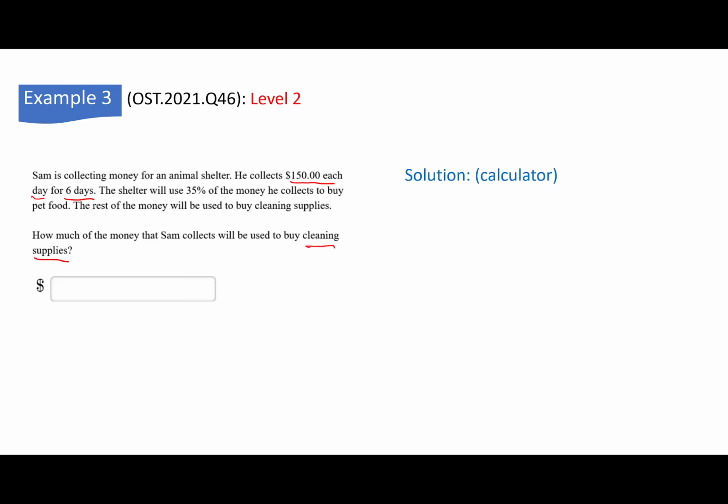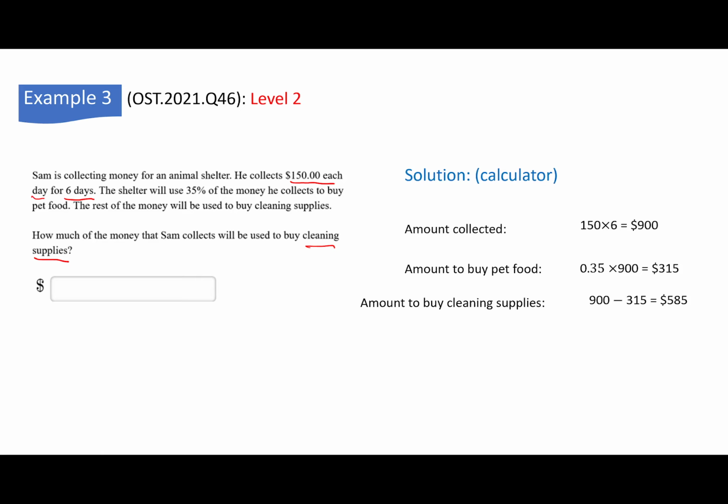So, total amount of money he collected is what? 150 times 6. $150 each day, 6 days. Amount to buy pet food is 35%, right? That's 0.35 times 900, that's $315. So how much is left to buy the supplies is the difference. 900 minus 315 is 585.